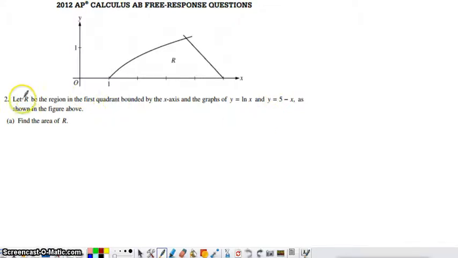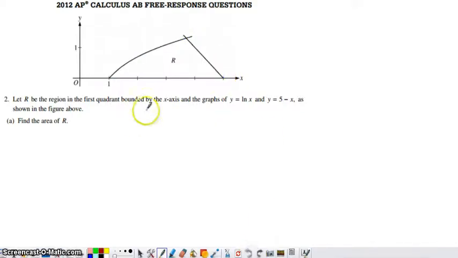So here's problem number 2 from the 2012 AB exam. It's a calculator question, and they define the region R to be this region in the first quadrant bounded by the graph of natural log of x. So the natural log of x would be the graph right here. And then also y equals 5 minus x, so that would be this line.